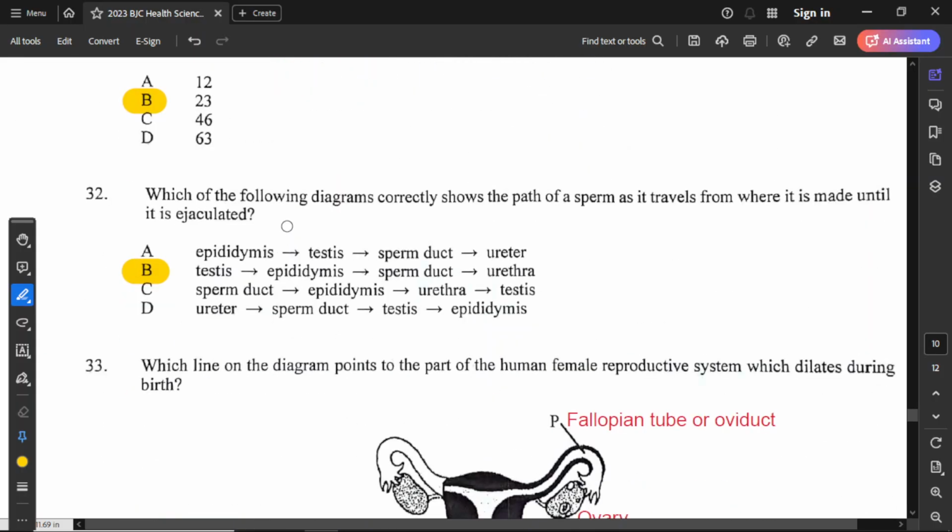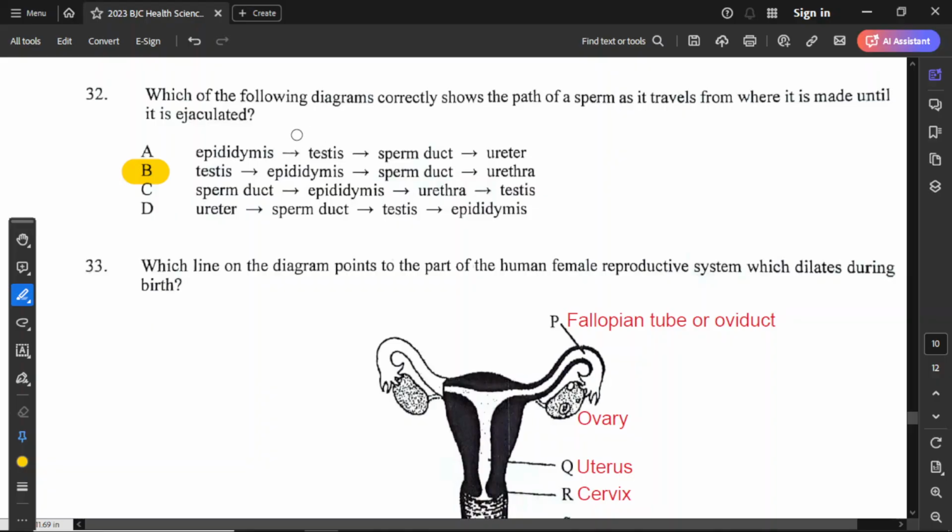All right, for question number 32, we said, which of the following diagrams correctly show the path of a sperm as it travels from where it is made until it is ejaculated? So sperms are made in the testes. So you know that only option B could be correct because sperms are made in the testes. They are stored temporarily in the epididymis and then they travel through the sperm duct, also called the vas deferens. And they end up coming out of the body through the urethra.